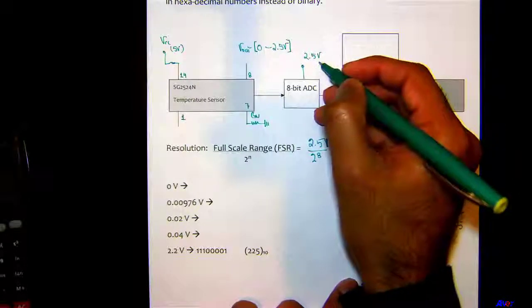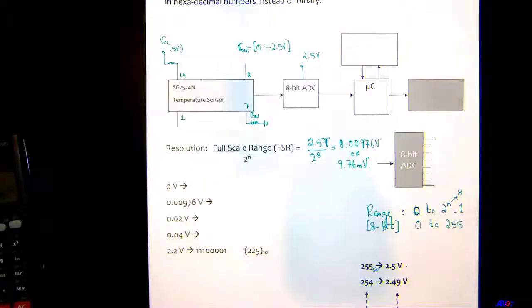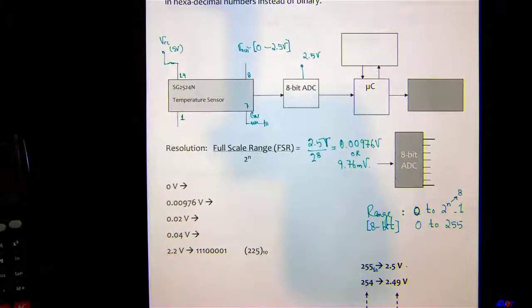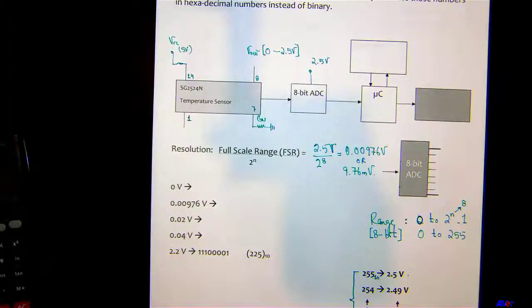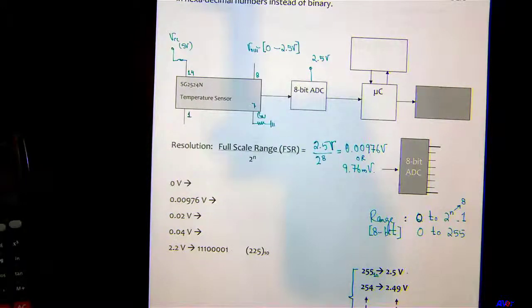So what that means is, if it's 255 in decimal, it would refer to 2.5 volt, because that is what you are providing over here to your ADC. At 0 decimal, it's going to refer as 0. Say you're getting 0, okay? 0 would correspond to 0 volt.